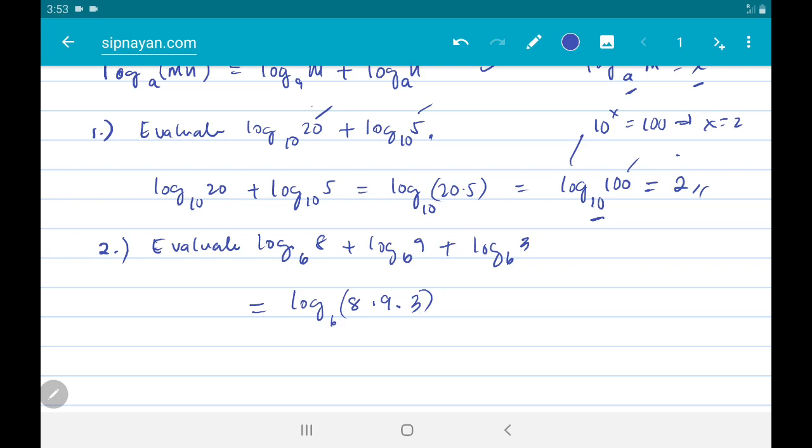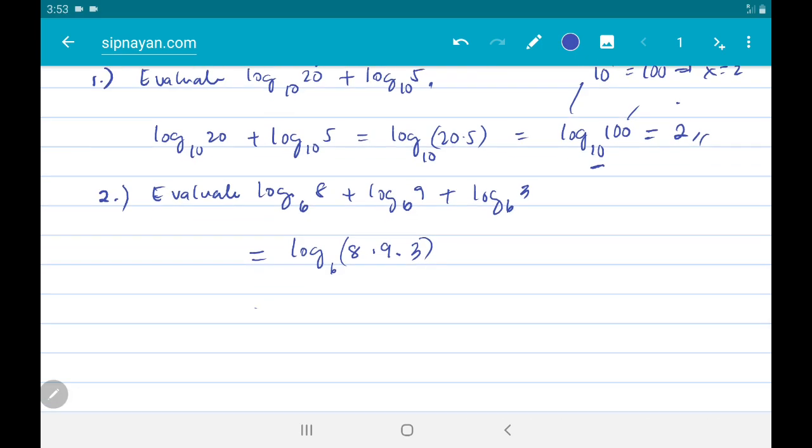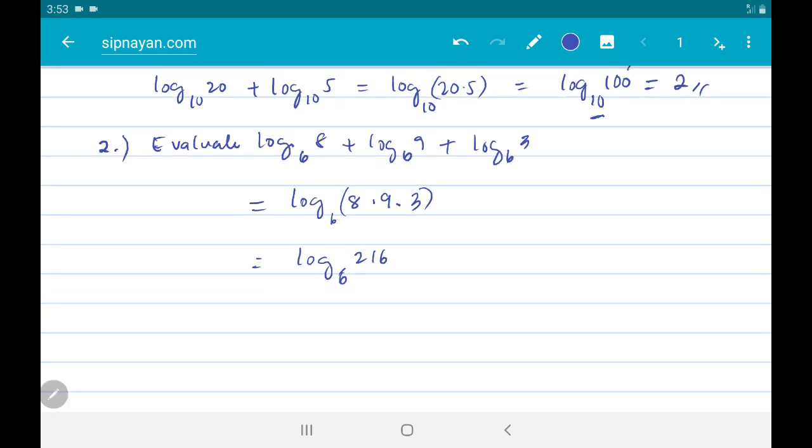Ano ang 8 times 9 times 3? This is logarithm of 72 times 3, 216, to the base 6. Saan mo i-erase yung 6 para siya maging 216? 6 times 6 is 36, times 6 is 216. So therefore, sagot natin dito ay 3.